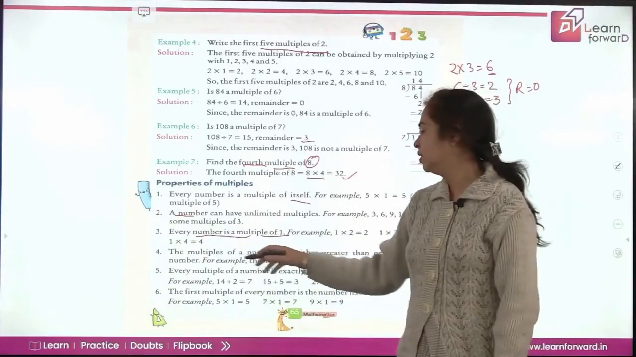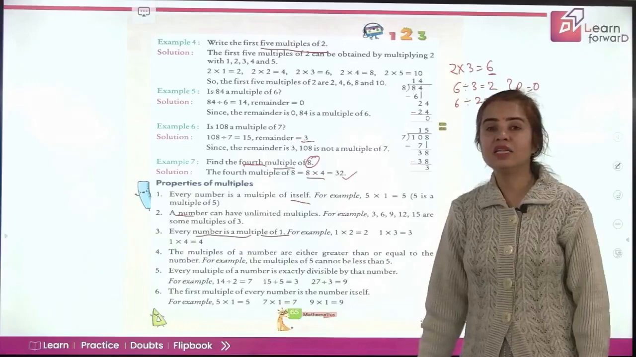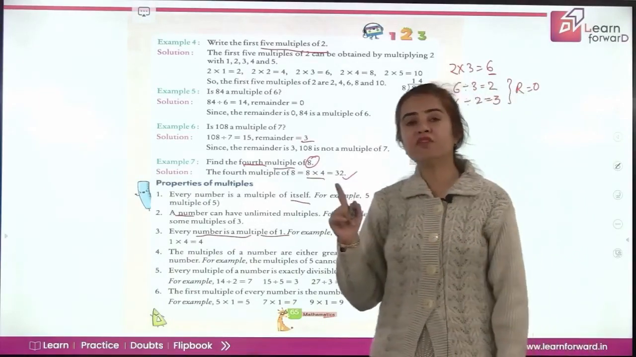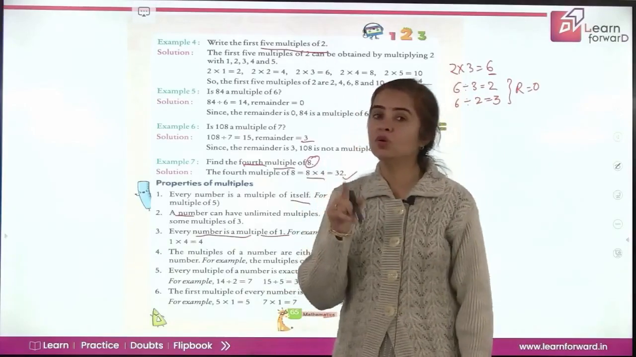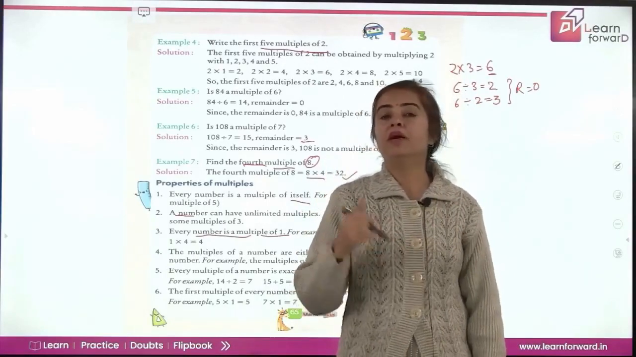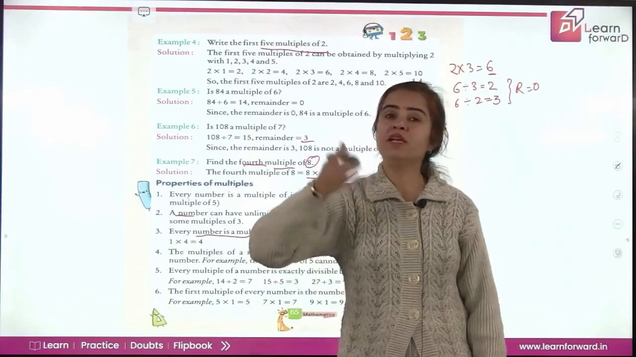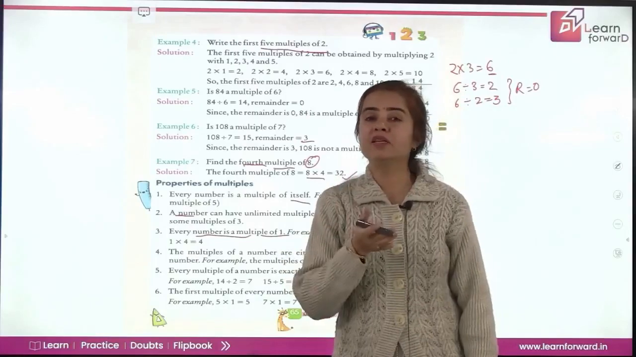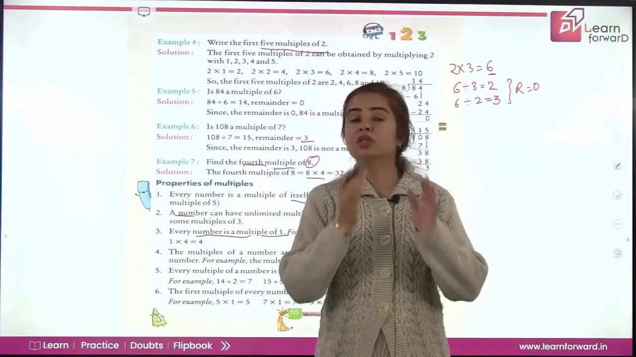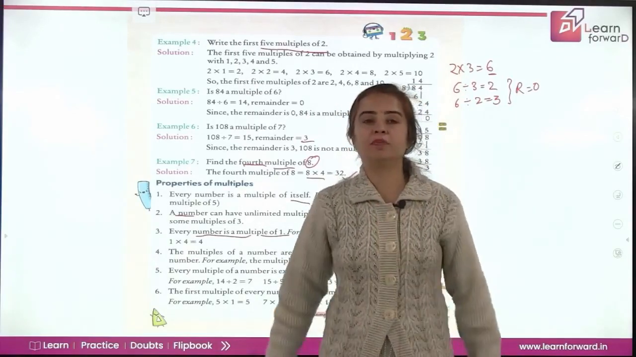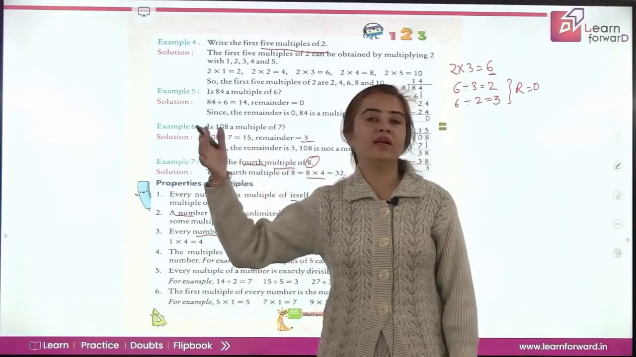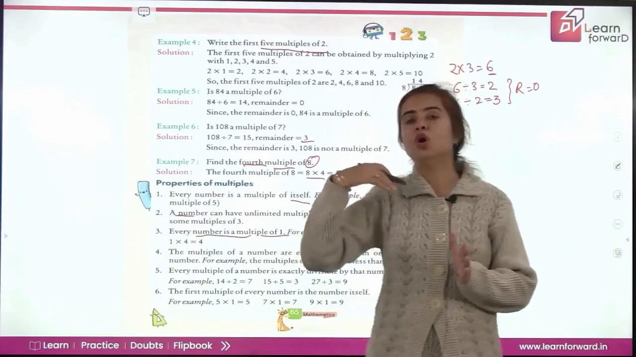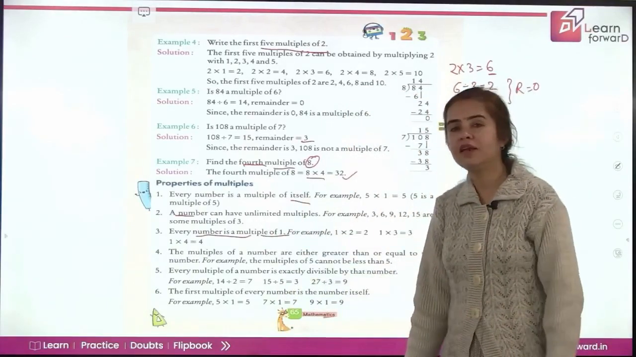Next, the multiples of a number are either greater than or equal to the number. What did we learn in factors? Factors are either equal to or smaller than the number. But in case of multiples, because when we multiply we will be getting bigger numbers, the first number we multiply by is 1, and we get the same number. So the number itself is the smallest multiple. But as you move ahead, the multiples grow bigger. So multiples can either be equal to or greater than the number.